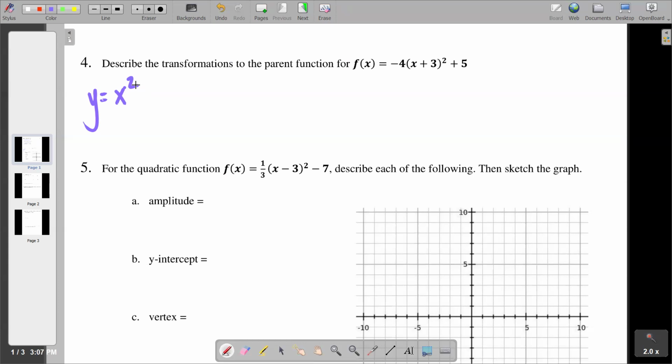You remember that? And then also because it's a negative, what's another transformation that happens? What's a negative make us do? Go downwards, right? So no longer is it going out and up, it's going out and down, and it's going to be pretty skinny.